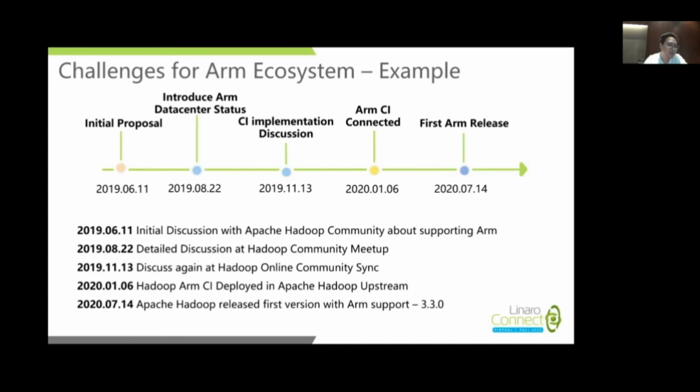For this, we did 2 to 3 rounds of discussion with a wider and wider crowd of maintainers, from general information to ARM CI implementation details. And finally, we got a good understanding and result. This took us about 4 months. In January 2020, we finally set up the ARM CI in Hadoop upstream. And after 6 months of stable running and fixing a few bugs, the Apache Hadoop community released their first ARM-supported version. The overall time cost from the initial proposal to the ARM release is over a year, which is quite long.